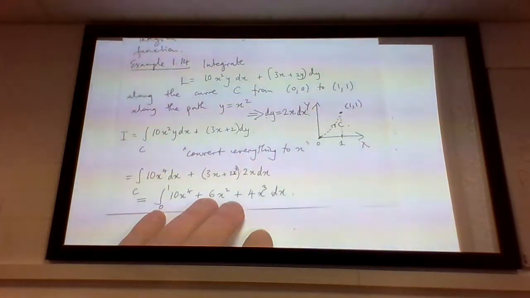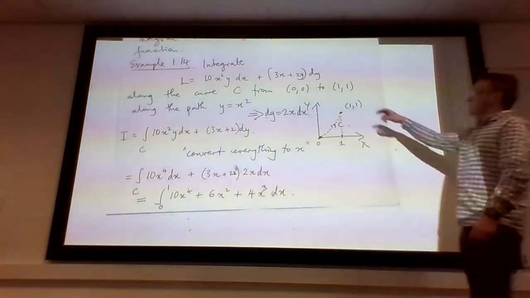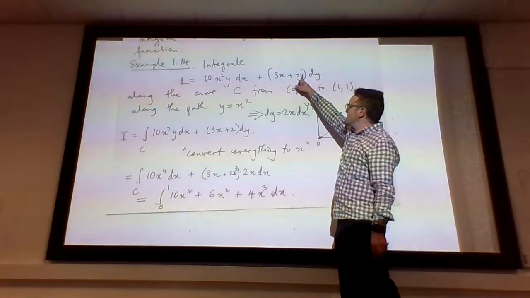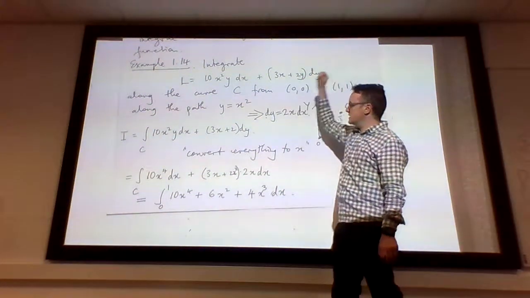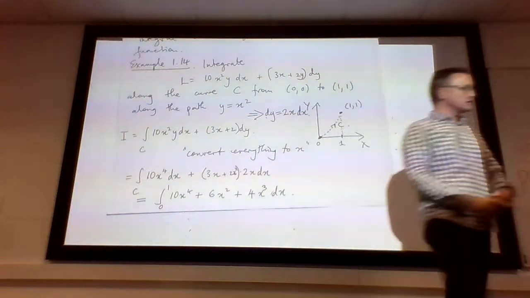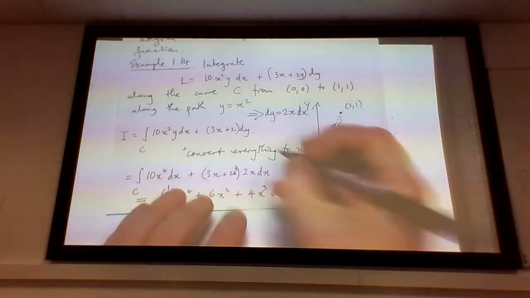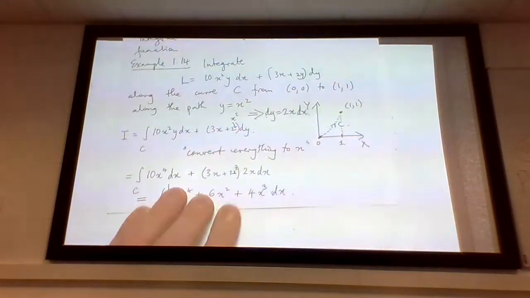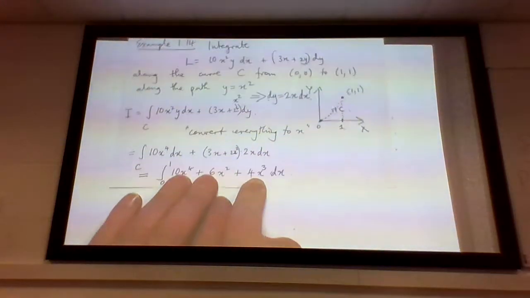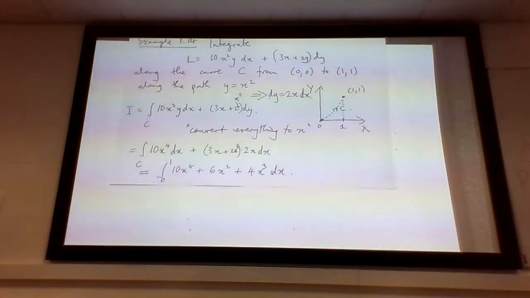Sorry, I just missed, I transcribed it slightly incorrectly from the notes. There should be a 2y here. So replace that y by x squared. It becomes a 2x squared there. So it ends up being a 4x cubed. So apologies for that. Yeah, now we're good.